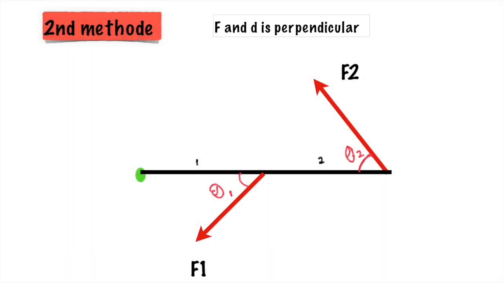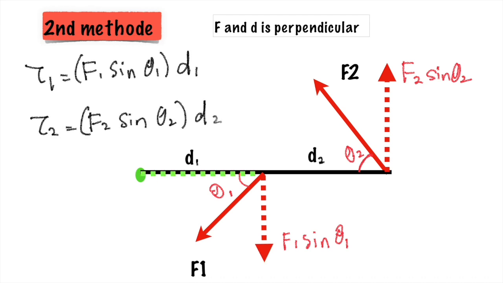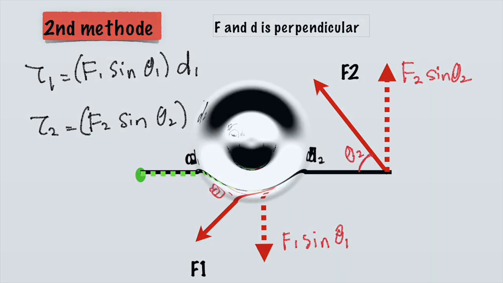Another method is we can resolve the component, which is F2 becomes F2 sin theta 2, and the perpendicular distance D2 is from the axis of rotation to F2 sin theta. Same goes to force 1, resolve the component. Then we can write torque 1 is equal to F1 sin theta 1 times D1. Torque 2 is equal to F2 sin theta 2 times D2. F and D are perpendicular.